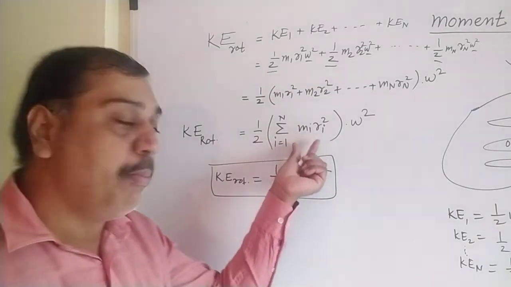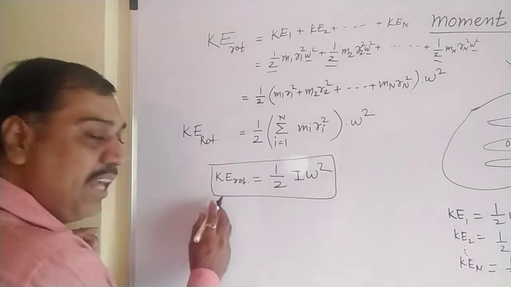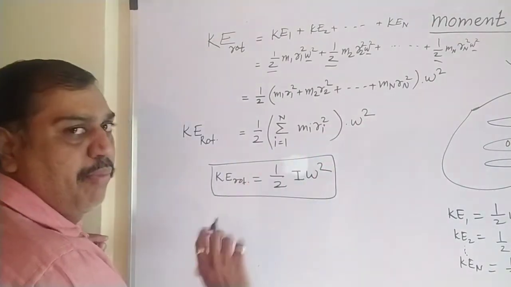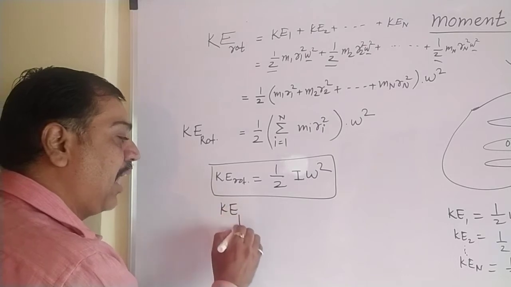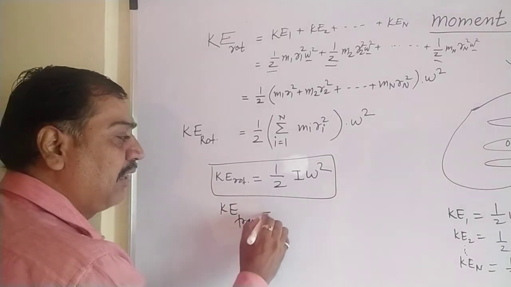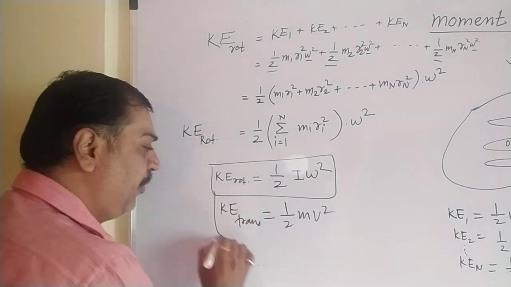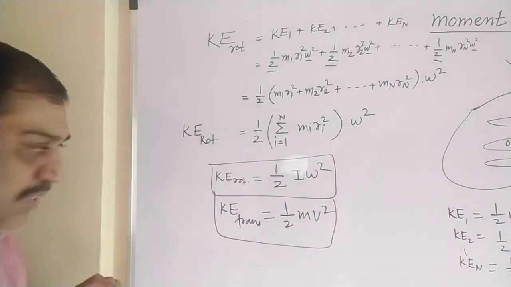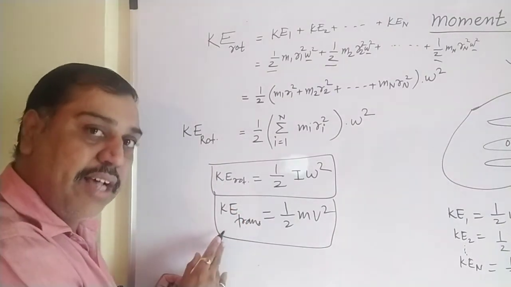It is said to be moment of inertia. Now this moment of inertia and this kinetic energy for the whole body performing rotational motion. Translational kinetic energy I will write here like this. Trans means what? Translational. It is 1/2 mv². If you compare these two equations, it is kinetic energy, it is kinetic energy. Rotational motion, it is translational motion.